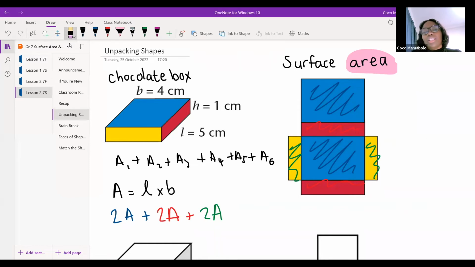Okay, you calculate the area of this one and you times it by 2. That's why I put a 2 in the front. And then you calculate the area of this one and you times it by 2. You see, that's exactly what your maths teacher meant. And you put them all together and you multiply them by 2. Okay, and then add them all together.